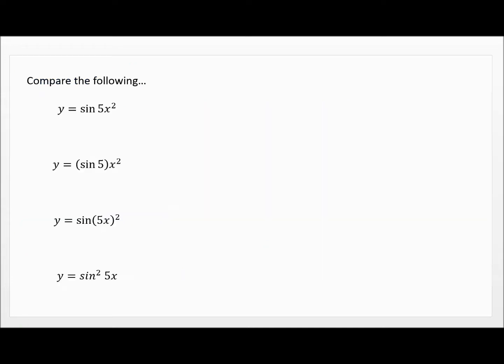So this is the last slide I had for you. I want you to compare the following, because look, it's the same stuff. You've got a sine, you've got a 5, you've got an x, and you've got an exponent of 2. But this is 4 different problems. They're completely different. And so I wanted you to see the difference between these and really notice what this notation is saying. So for example, the sine of 5x squared, another way to write that would be this.